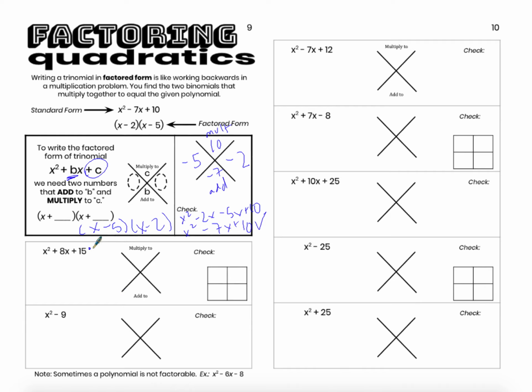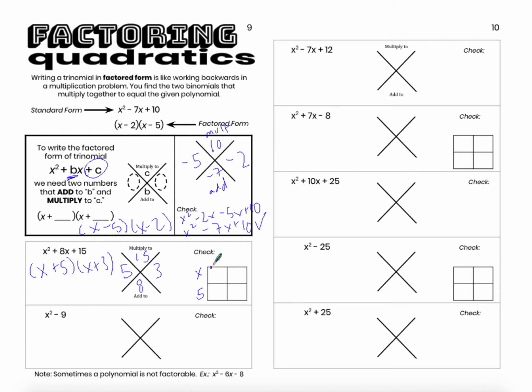Here's an example. We're multiplying to 15, multiplying to the constant, adding to that coefficient in front of the x. So the two numbers that multiply to 15 and add to 8, this is an easy one since it's positive. 5 and 3 multiply to 15 and add to 8. x plus 5 times x plus 3.